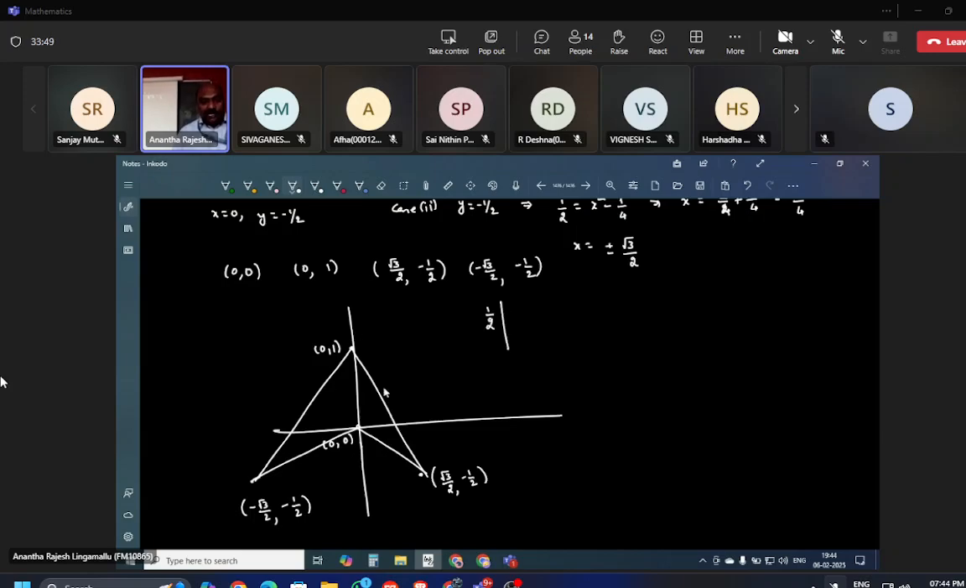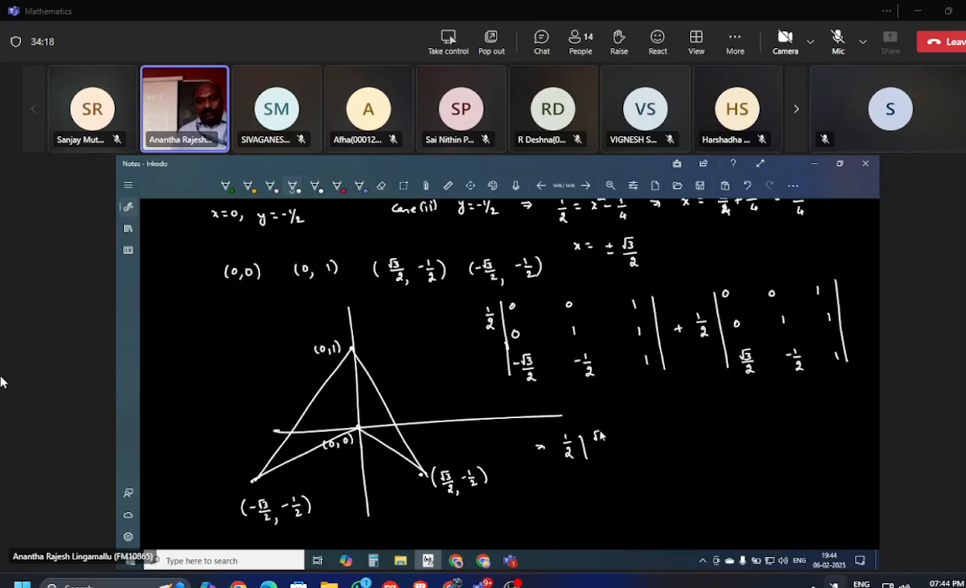Half, these three first: 0, 0, 1; 0, 1, 1; minus root 3 by 2, minus 1 by 2, 1. Plus another area, half of this part: 0, 0, 1; 0, 1, 1; root 3 by 2, minus 1 by 2, 1. That's it. So the answer finally is 1 by 2 into this one gone, so this becomes root 3 by 2, plus 1 by 2 into this one, root 3 by 2. Alright, same answer I got, right? Root 3 by 4 plus root 3 by 4.